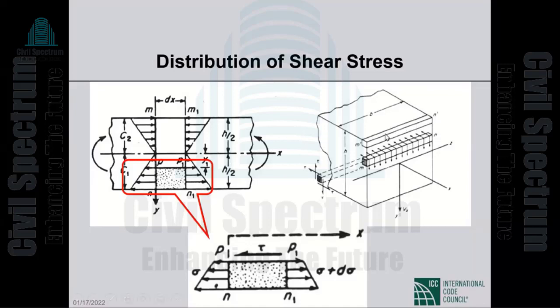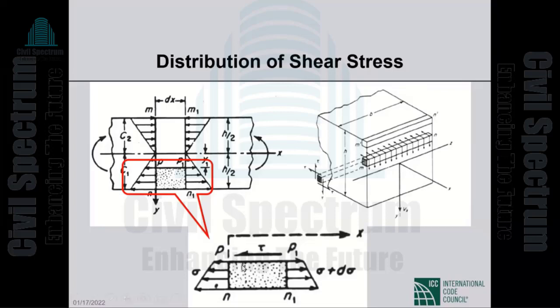So the writing points out that at the top, the shear stress must disappear, must be zero. At the bottom, the shear stress must be zero. So in between, if there are shear stresses, then there must be variation in those shear stresses from the top to the bottom.